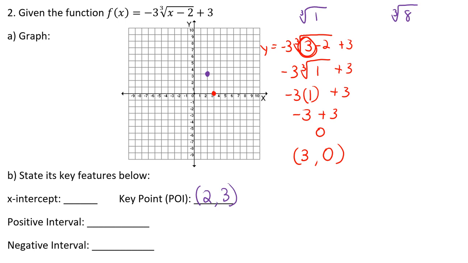Now I'm going to go ahead and mirror that. So if I count from my key point down to the red one, it's down 3 and right 1. So I'm going to do the opposite, up 3 and left 1. Once again, those 2 points should always be diagonal of each other. Now we're going to do the cube root of 8.